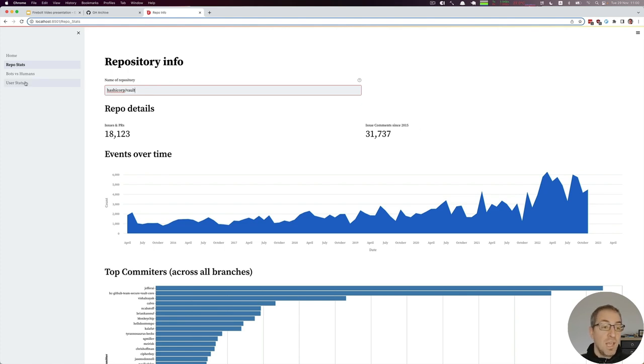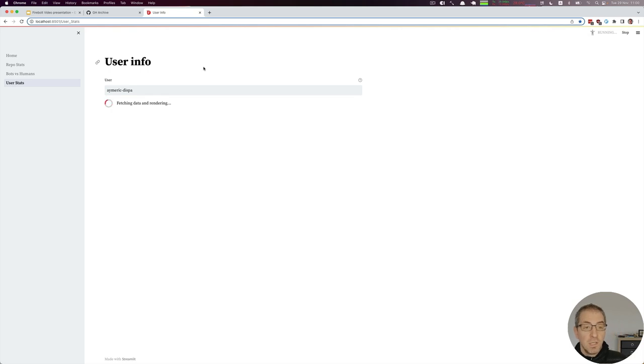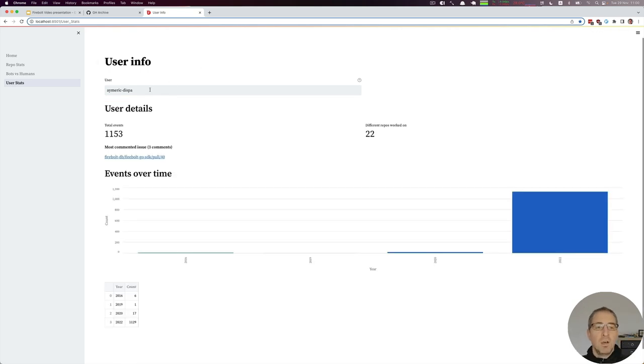So we cannot just see stats over repositories. We can also do the same as stats over users. So this is a committer on the Firebolt JDBC driver, which started pretty recently. So that's the reason why you see most of the activity over here. But let's take a look at some other people.